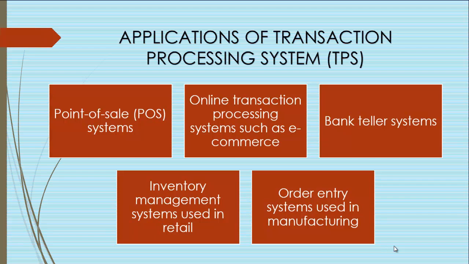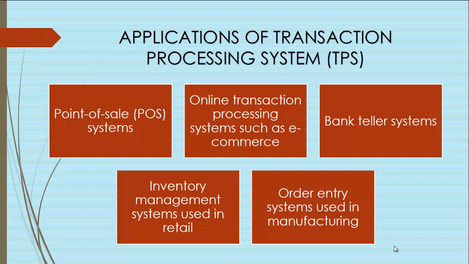One of the key features of the transaction processing system is its ability to provide real-time information about the status of the transaction. This allows managers to monitor operations closely and make timely decisions to resolve problems or take advantage of opportunities. The transaction processing system helps to reduce errors, improve efficiency, and streamline business processes by automating routine tasks. We shall now look at the applications of the transaction processing system.